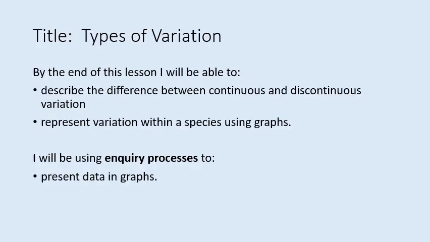So put the title please, types of variation, and by the end of the lesson I want us to be able to tell the difference between continuous and discontinuous variation and use graphs to show that, and I want you to be able to plot a graph as well.